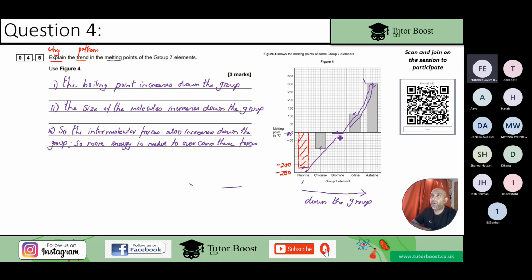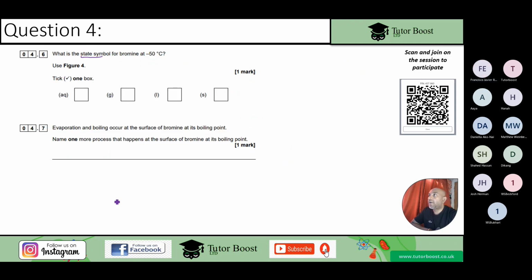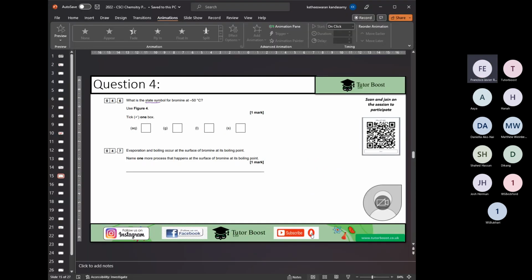So the melting point of bromine is minus 10. So what would be the state at minus 50? And the next question, evaporation and boiling occur at the surface of bromine at its boiling point. Name one more process that happens at the surface of bromine at its boiling point. I'll give you a minute to write down the answer and then we'll move on for a 10-minute break. State one more process.